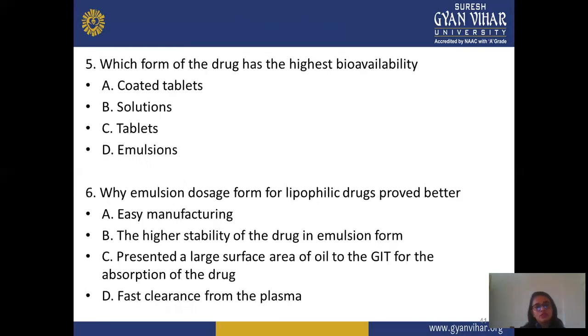And the fifth question, which form of the drug has the highest bioavailability? A is coated tablet, B is solution, C is tablet, and D is emulsion. And the sixth question, why does the emulsion dosage form provide better delivery of a lipophilic drug? Option A is easy manufacturing, option B is higher stability of the drug in emulsion form, option C is it presents a large amount of oil to the GIT for the absorption of the drug, and D is fast clearance from the plasma.